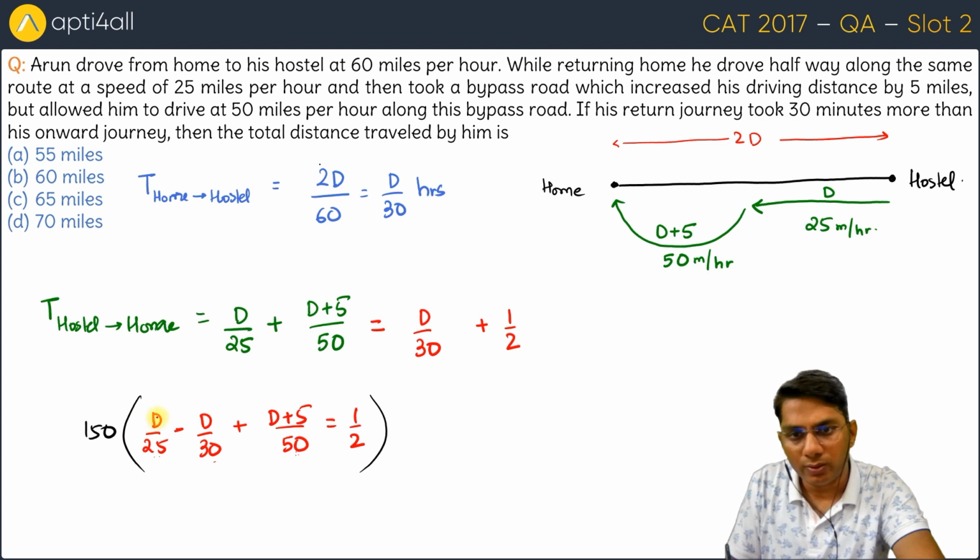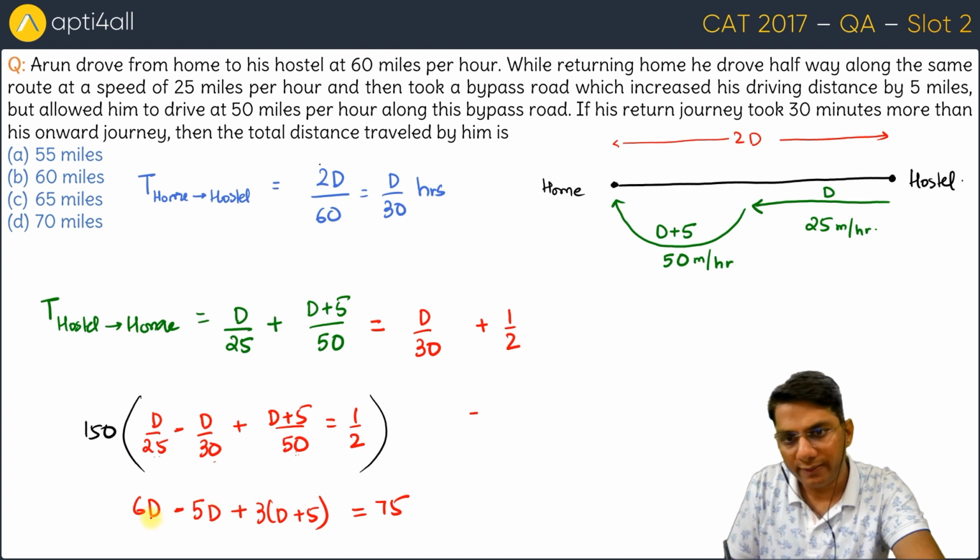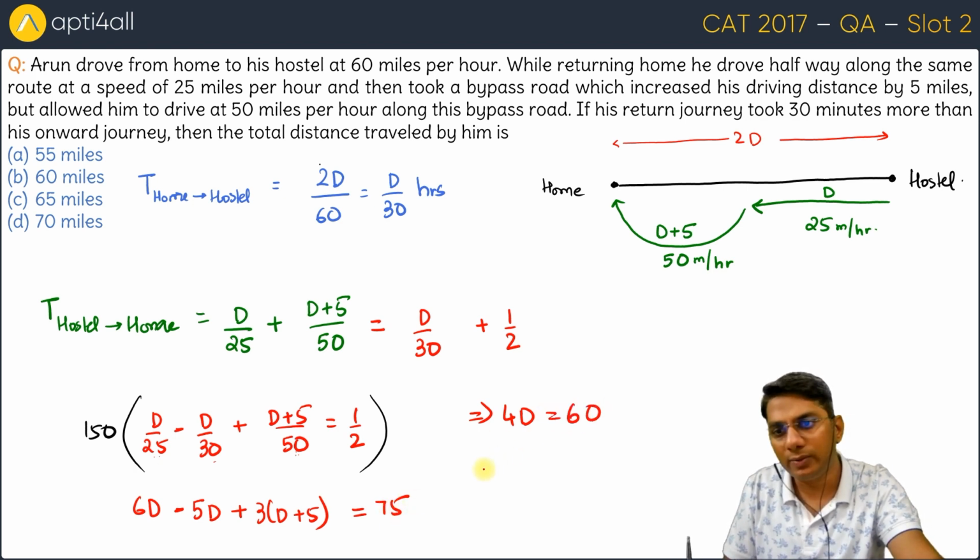Fine. So 150 into d upon 25 comes out to be 6d, minus 150 into d by 30 is 5d, plus 150 into (d plus 5) by 50. So 150 upon 50 is thrice. So thrice (d plus 5) is equal to 150 into half, which is 75. So from here we have 6d minus 5d is plus d, and plus 3d is plus 4d. And then we have 3 into 5 is 15. 15 goes on the right side and gets subtracted. 75 minus 15 is 60. So 4d is equal to 60.